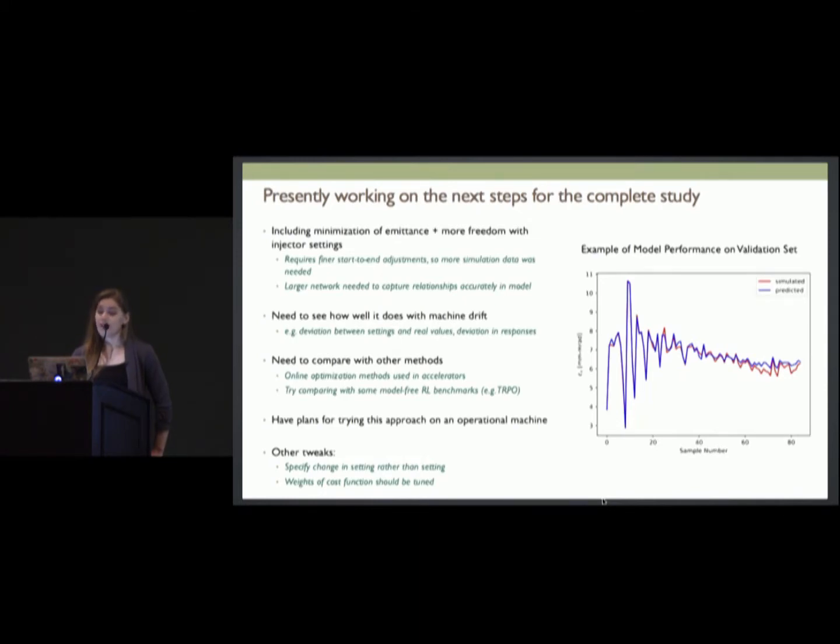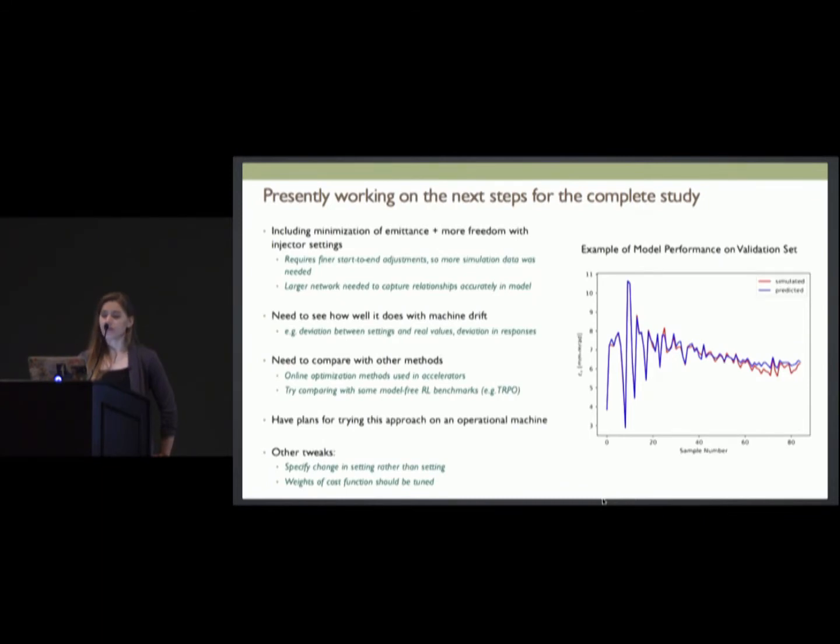So with that in hand, we are currently working on extending this. So now we're including minimization of the emittance, and then also allowing the policy to actually adjust the injector settings a bit more. So this also requires a lot of finer start-to-end adjustments for the machine. So we needed to get some more simulation data to actually learn an accurate model and also increase the size of it a bit. So it's quite different.